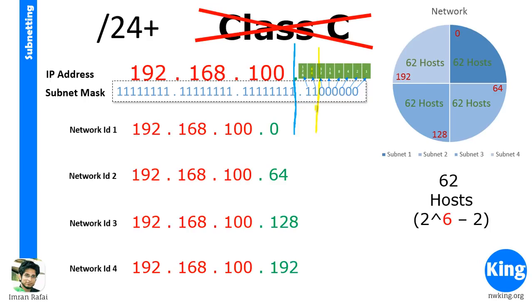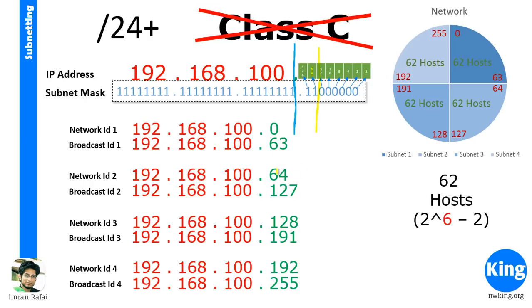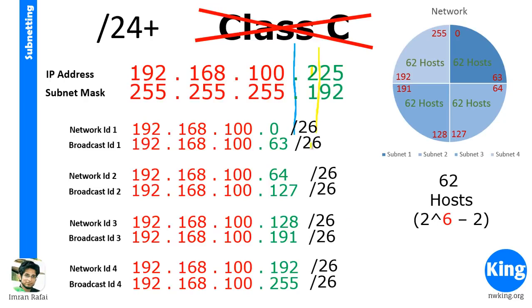Keep adding the place value of the last bit, so 0, 64, then add another 64, 128, add another 64, it is 192. How do you get the broadcast ID of these networks? Minus 1, so 64 minus 1 is 63, 128 minus 1 is 127, 192 minus 1 is 191. This is the broadcast ID of each of these subnets. And this, as we know, is /26, because 192 means we borrowed 2 bits, so it is /26.